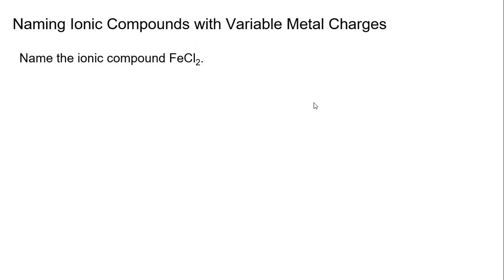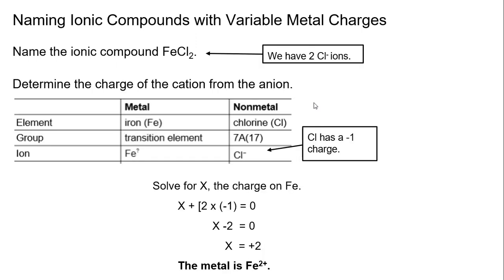So we're given a compound of FeCl2. So let's name this compound. Now, what we notice here is we have 2 chloride ions with a -1 charge. So we have it here. Negative has a 1 charge. We don't know what the oxidation state of iron is, and it's a transition metal, which has different oxidation states.